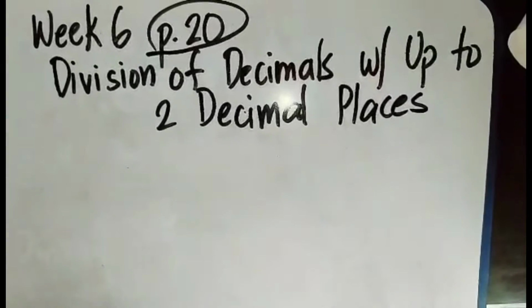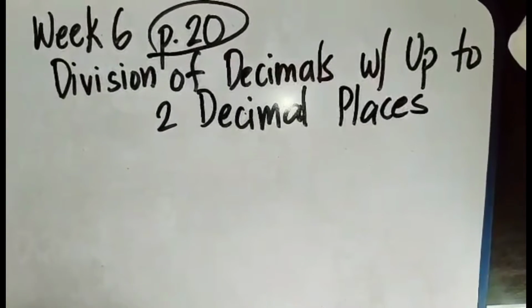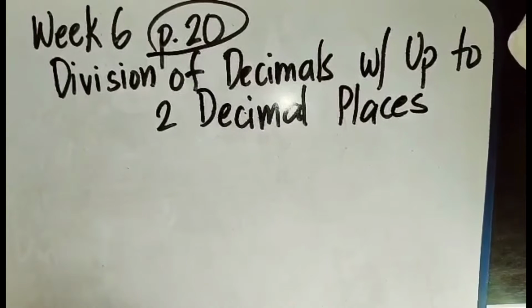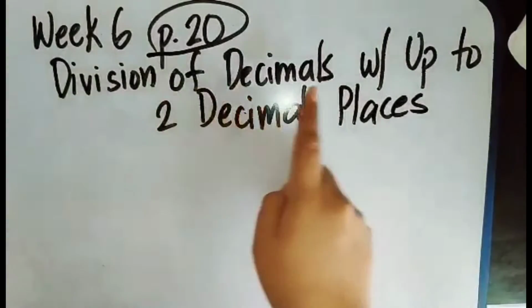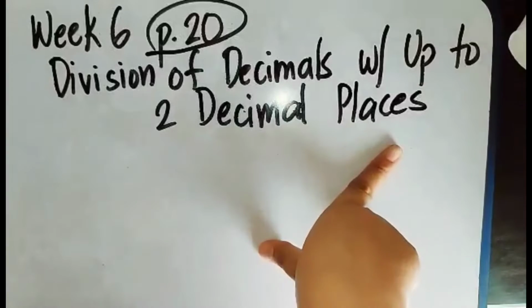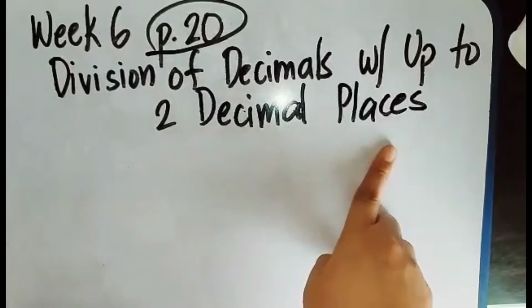Okay, welcome guys to our week 6 in math class. You can find week 6 on page 20 in your module. For week 6, we have 2 topics, and those topics are all about division. The first topic is division of decimals with up to 2 decimal places. When we say 2 decimal places, meaning it is only up to hundredths.